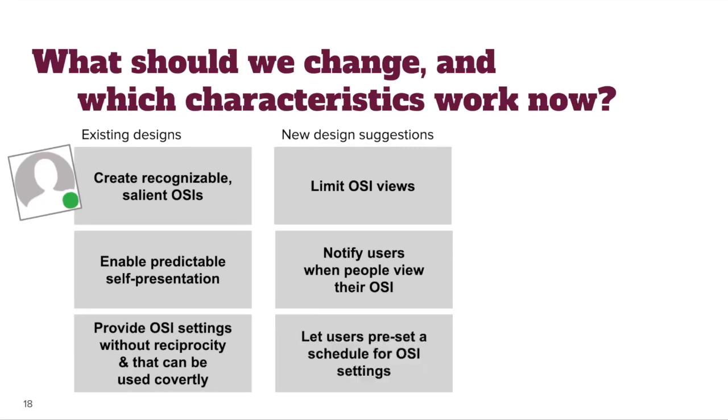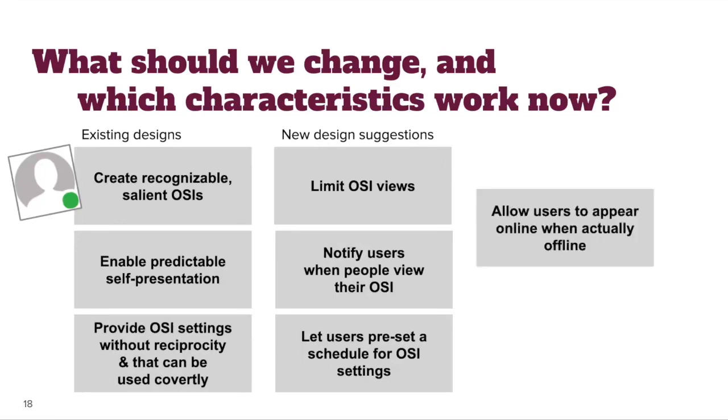Could apps allow users to preset a schedule determining when their OSI settings should be turned off? For example, maybe I want my OSI to reflect accurately during work hours, but never show me as online in the evenings, because I don't want my coworkers to see that I'm working and decide that it's a good time to ask me questions.